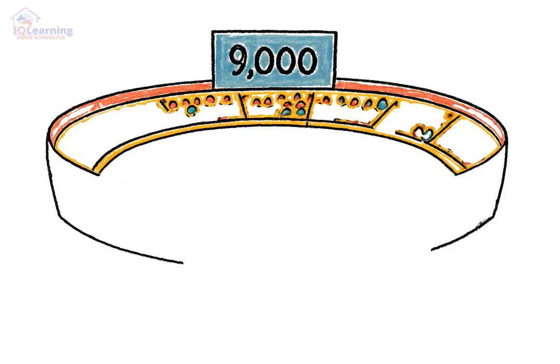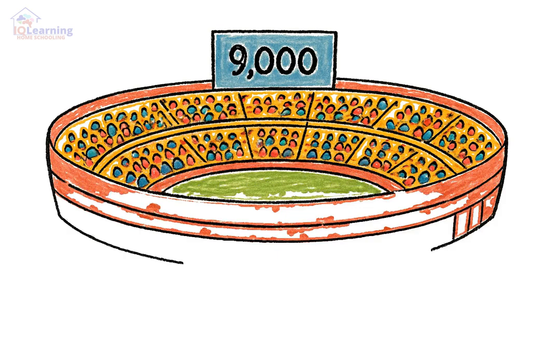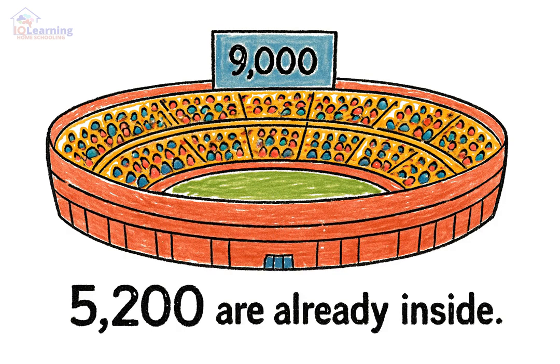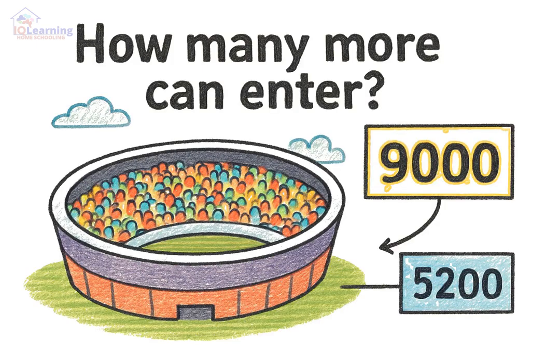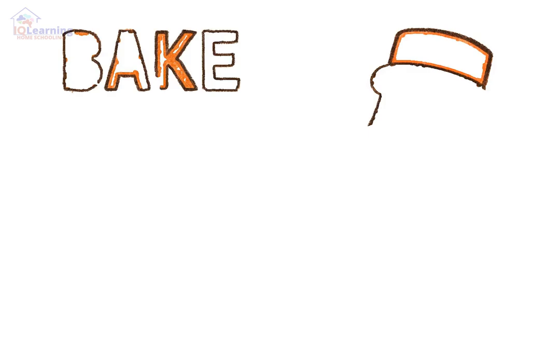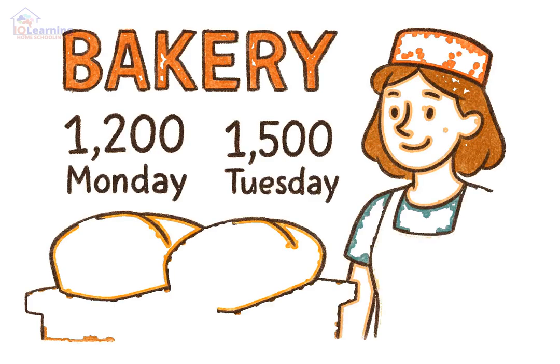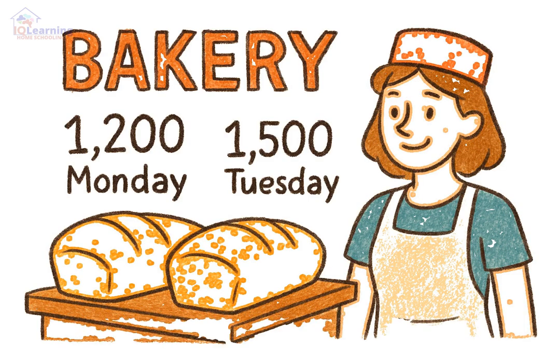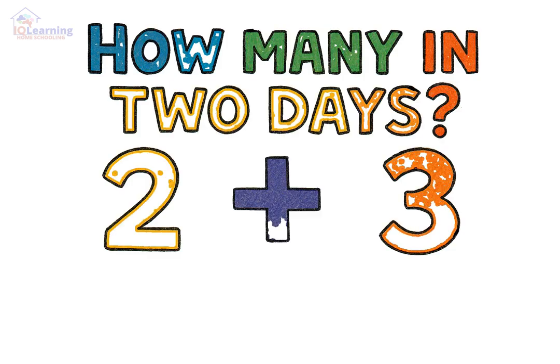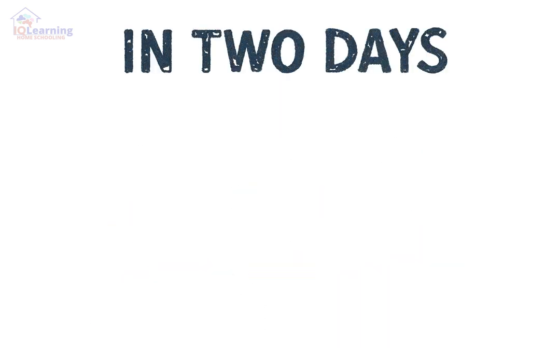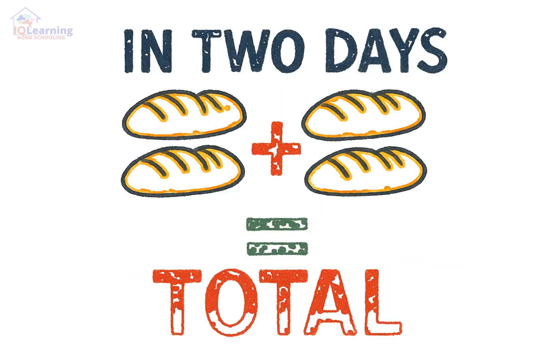You can apply this to anything. A stadium seats 9,000 people, but 5,200 are already inside. How many more can enter? That's a subtraction problem. A bakery sells 1,200 loaves on Monday and 1,500 on Tuesday. How many in 2 days? In 2 days is another way of saying total, so we add.